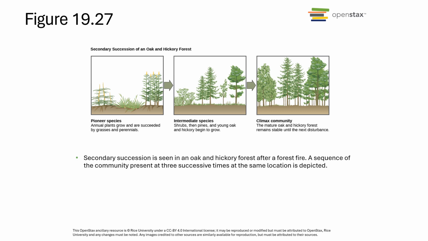And so, for example, here is secondary succession of oak and hickory forest. And so you have a pioneer species like an annual plant will grow. It will be succeeded by woodier plants and taller plants and eventually small trees, shrubs, these intermediate species. And young oak and hickory will begin to grow. And then finally in the climax community you'll have these mature oak and hickory forests.